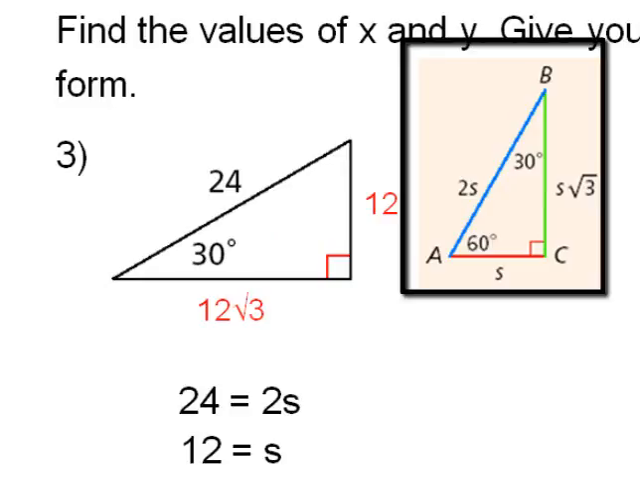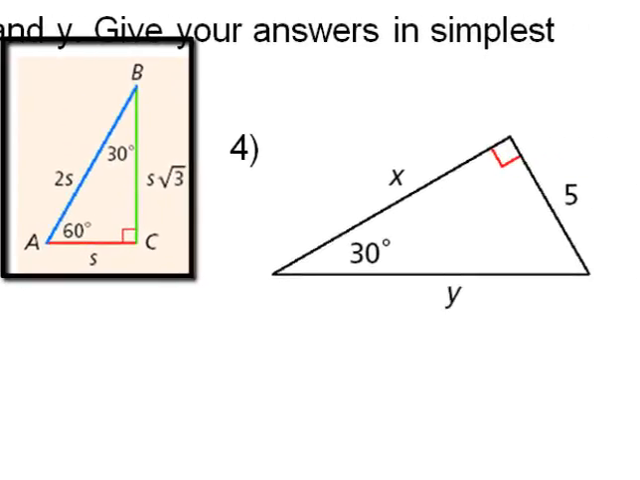Let's take a look at problem 4. Problem 4, we know that the side across the 30-degree angle is 5. Once again, we're going to look at the theorem. The side across the 30-degree angle is labeled S. That tells me that 5 must equal S. So now we have to find the length of the hypotenuse and the length across the 60-degree angle.